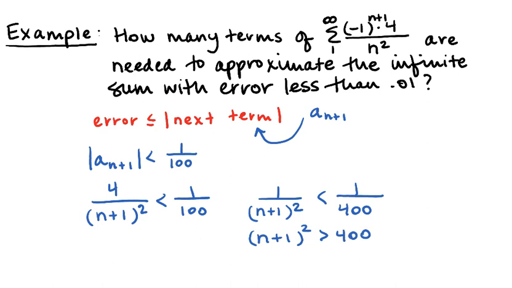Now, n is going to be strictly positive because it's the index of a series, so I'm not going to worry about the plus minus here. I'm going to say n plus 1 needs to be greater than 20, so n needs to be greater than 19. The first one that's greater than 19 is 20 terms, so I need 20 terms in order to approximate the true value of the infinite series within 0.01 of the actual value. And that's all I got for you on alternating series error bound.